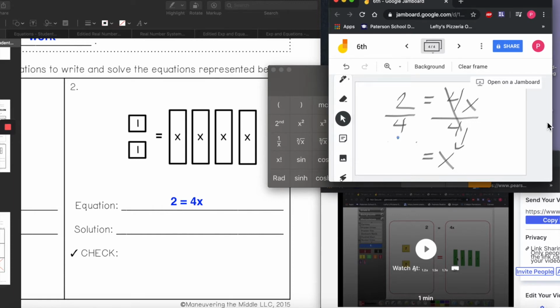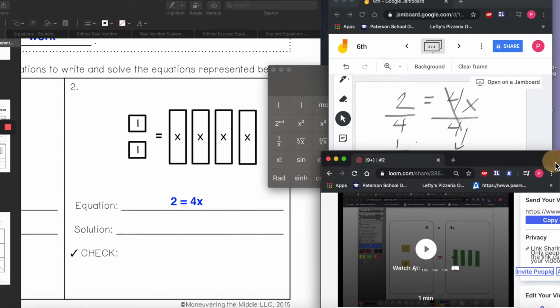Now, in the video below, it's going to show you how to do this using algebra tiles. Now, the tricky part about the algebra tiles is when we have more x's than the amount of ones there. So here's a quick example on how to do that.